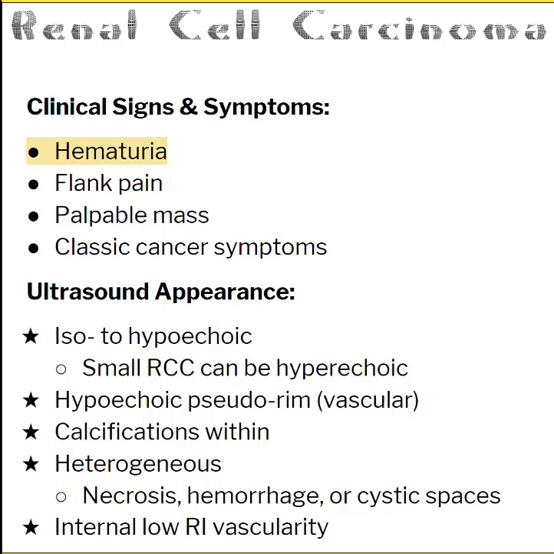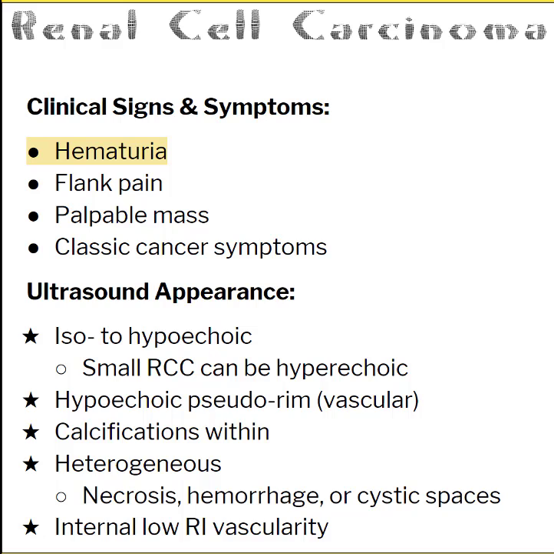Clinically, these patients are first going to present with hematuria, or blood in their urine. They may also present with some flank pain, a palpable mass, and they might start to present with classic cancer symptoms such as fatigue, weight loss, loss of appetite.